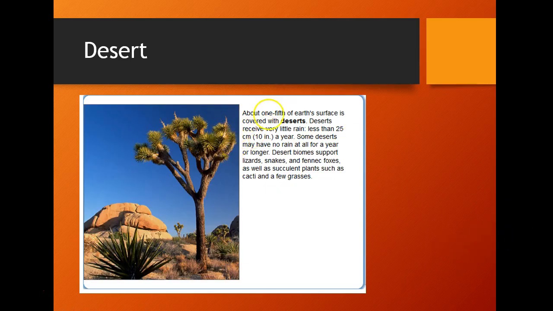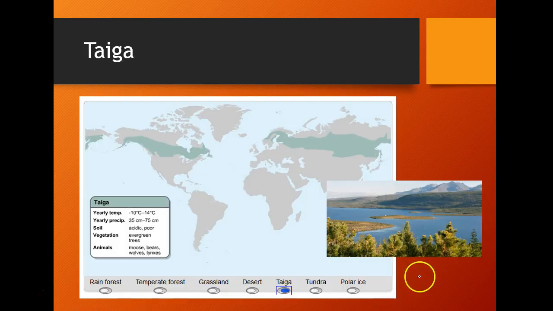Desert covers about 20% of the Earth's surface, which is quite a bit. They receive very little rain, less than 10 inches in a year. Some deserts actually don't have rain at all for a year or even longer. And so all of the organisms must be adapted to this very dry environment. So the types of organisms that you can find are lizards and snakes, foxes, as well as some plants.